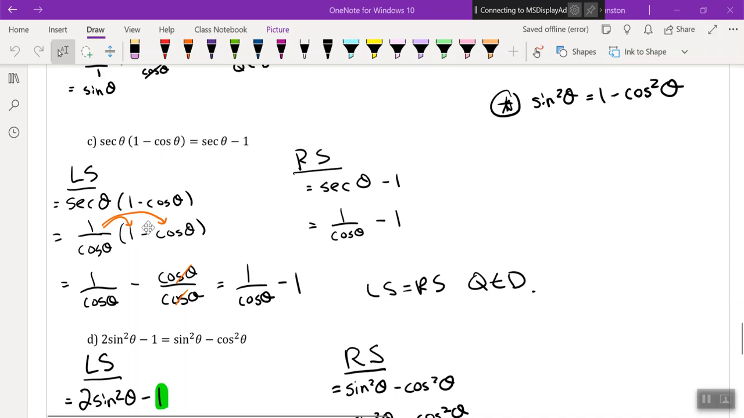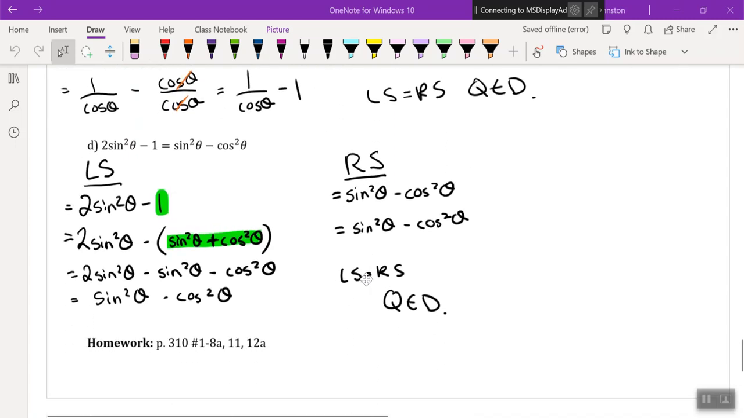All right, so here we just distributed, we changed the secant to 1 over cos, distributed, and found that it's 1 over cos minus 1 by combining the denominators together, and we get 1 minus cos divided by cos is 1, and then here secant minus 1 is 1 over cos minus 1.